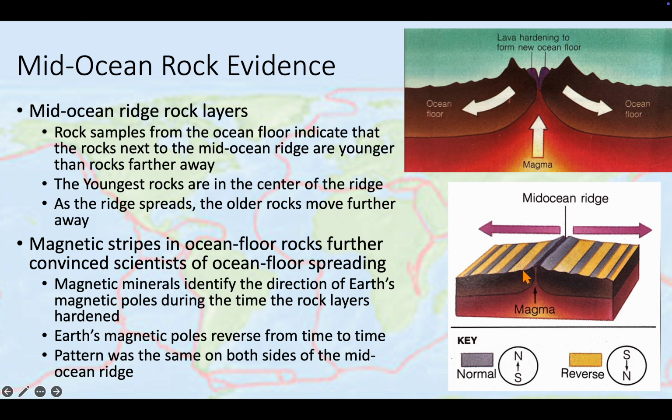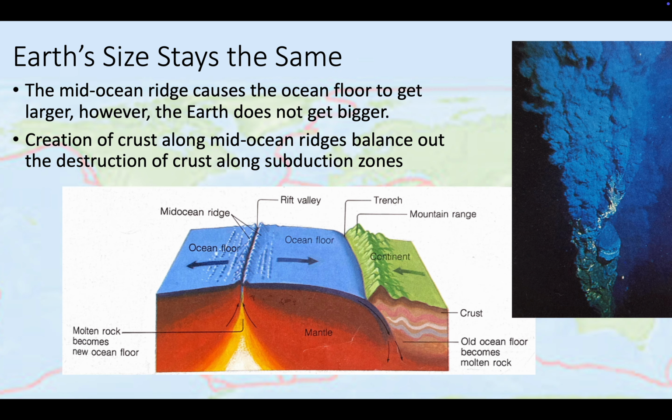We'll talk a little more about that reversal. I've got a couple of videos that you'll watch that will help you understand a little more. From what we understand, reversals can be dangerous when the magnetic poles switch. Earth's size stays the same. The mid-ocean ridge causes the ocean floor to get larger. However, the Earth does not get bigger.